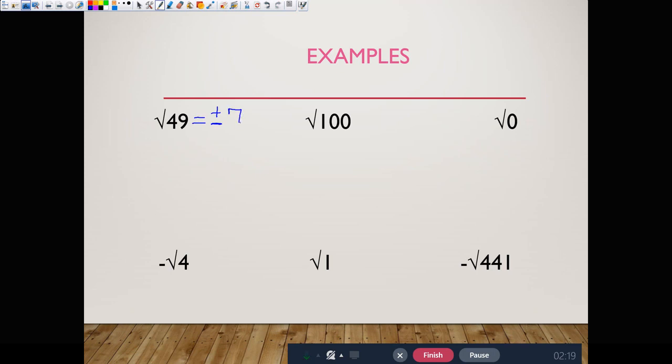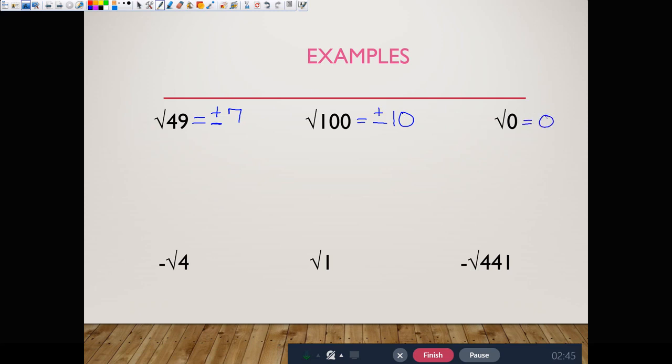So if that's the case here, I have 100. What's the square root of 100? 10, but it's not just 10. It's positive and negative 10. So we do plus or minus 10. 0 is a special case. Is there a negative 0? No, it's just 0. So the square root of 0 is 0.